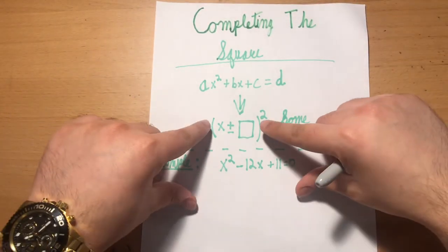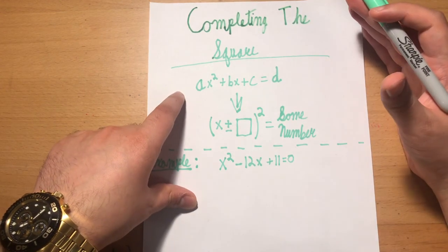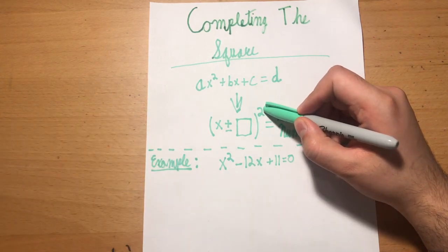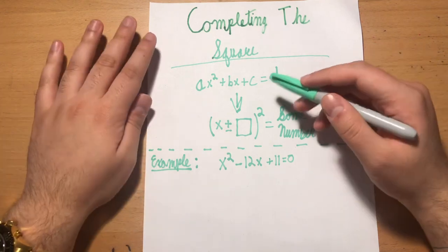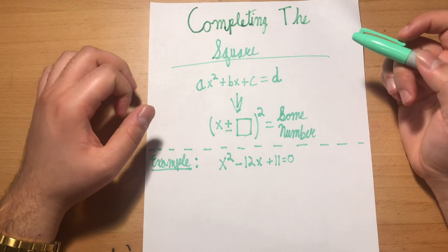Perfect squared form would be, in these parentheses, you have x plus or minus some number, all to the power of 2, all squared. And that's equal to some number. We're going to go into how to convert that. That's the main method of completing the square.